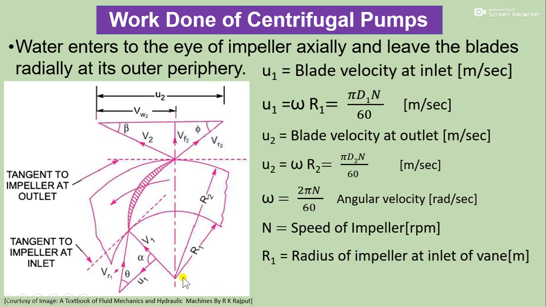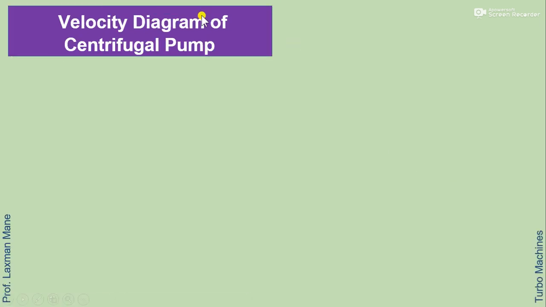R1 is the radius of impeller at inlet of vane in meter, and R2 is the radius of impeller at outlet of vane. D1 and D2 are the inlet and outlet diameters. Now we will see the velocity diagram of centrifugal pump.